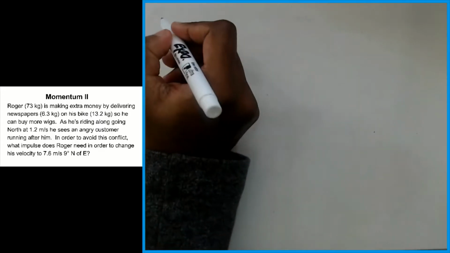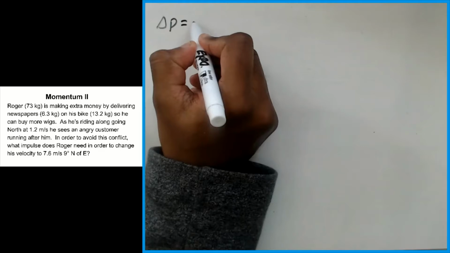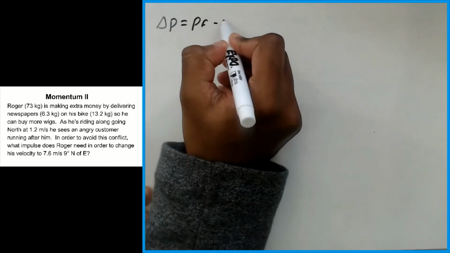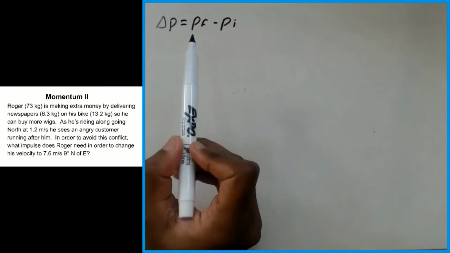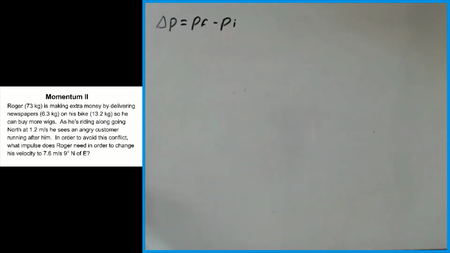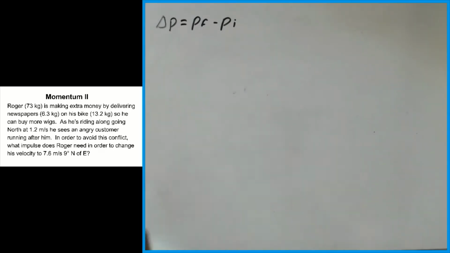So impulse means the change in momentum, and the change in momentum is equal to the final momentum minus the initial momentum. So since there's momentum in 2 dimensions, we can't just simply subtract these two together. What we need to do is to draw a vector addition diagram, or in this case, a vector subtraction diagram, because we are finding the difference between these two.